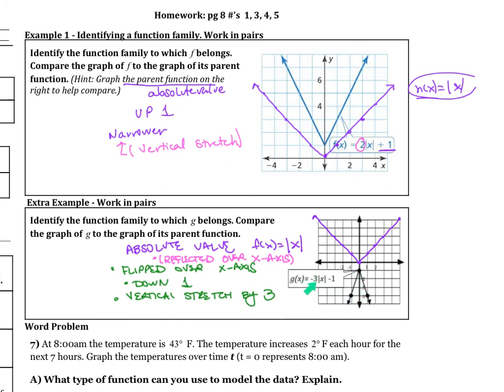Then again, we can take a look at the numbers in the front, or what the function looks like. Negative means that it's reflected. The 3 in the front means that it's a vertical stretch. And subtracting 1 at the back of the function means that it's moving down that many units.